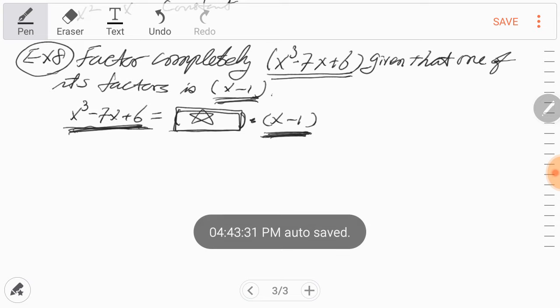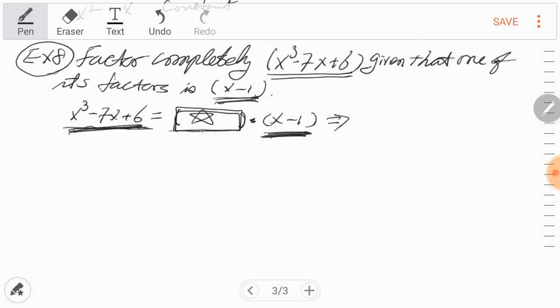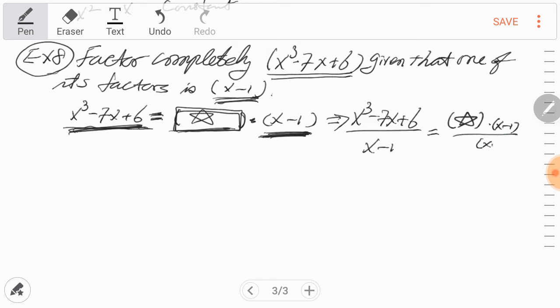So since x minus 1 is one of the factors, this is divisible by x minus 1. So we can rewrite this so that when we divide the equation by x minus 1, the trinomial divided by x minus 1 is equal to the star, which is the expression on the right. So if you divide each side by x minus 1, then these two cancel out.